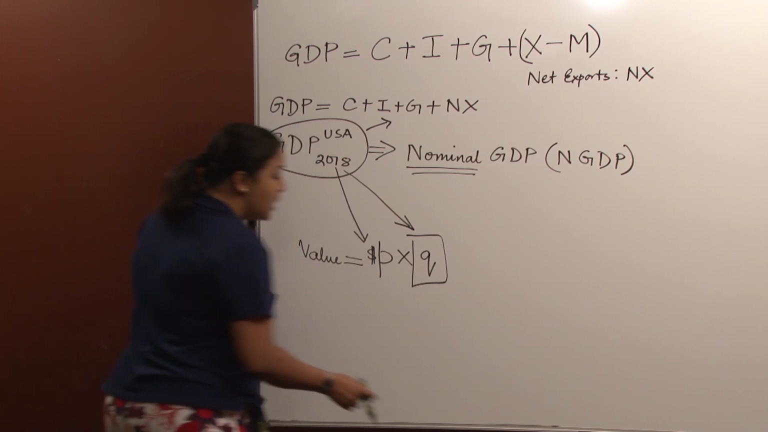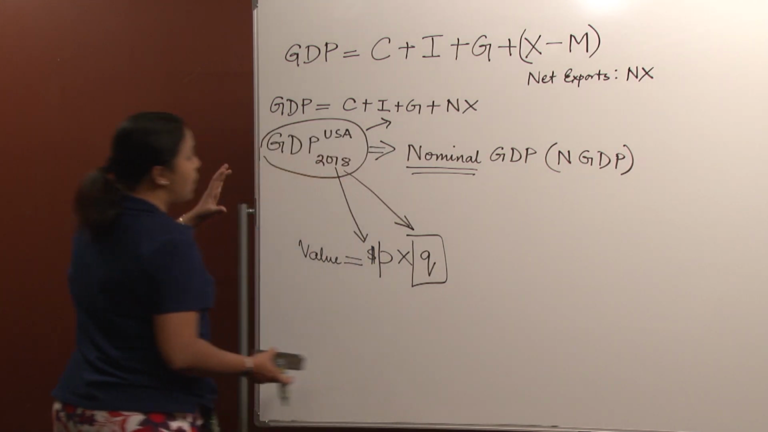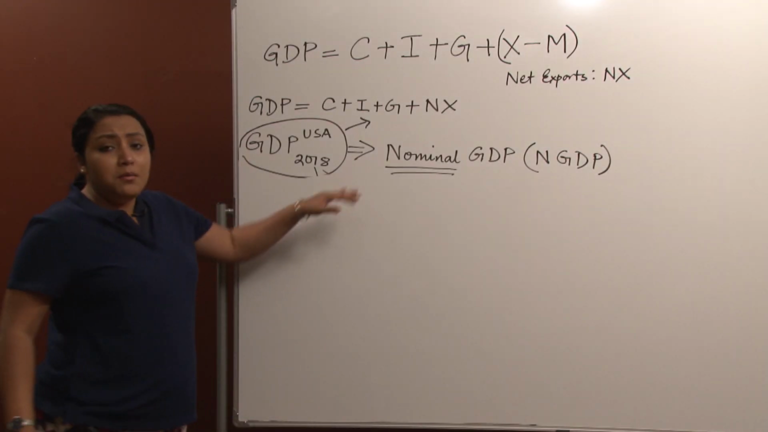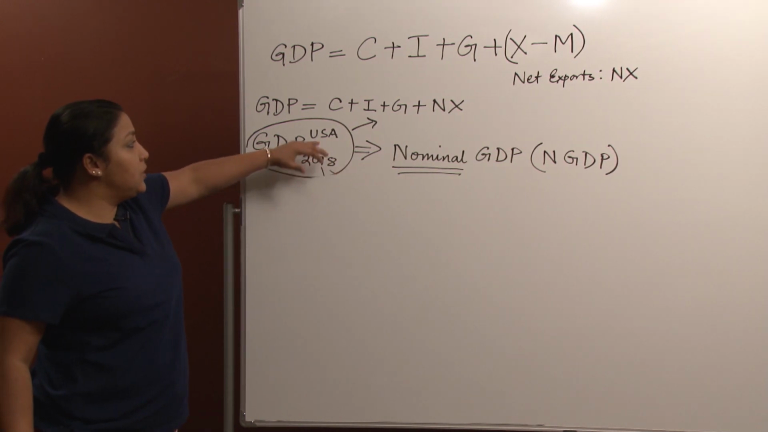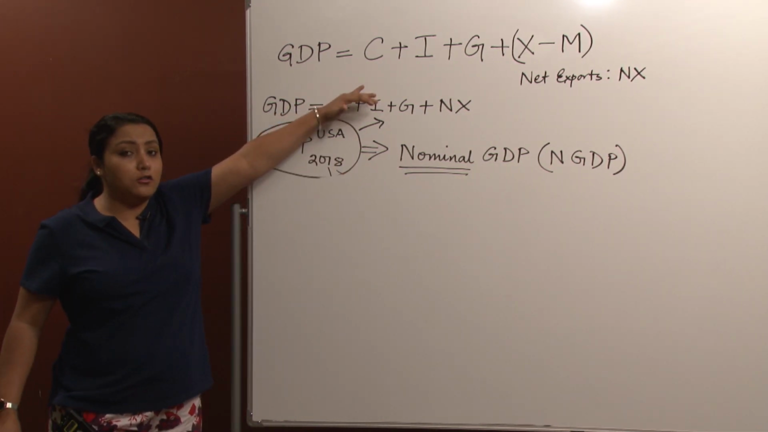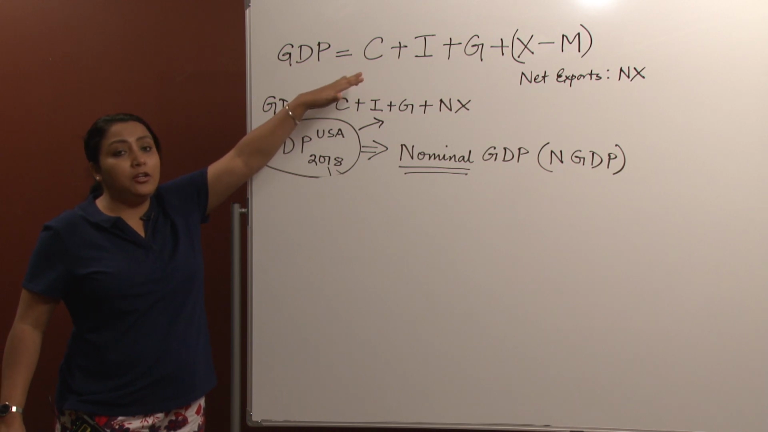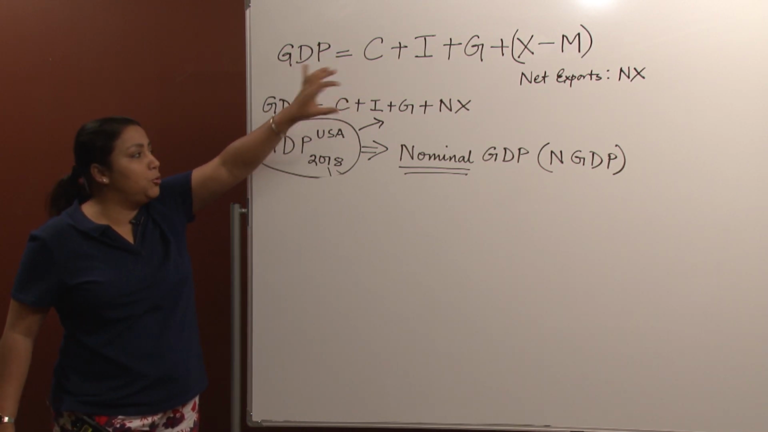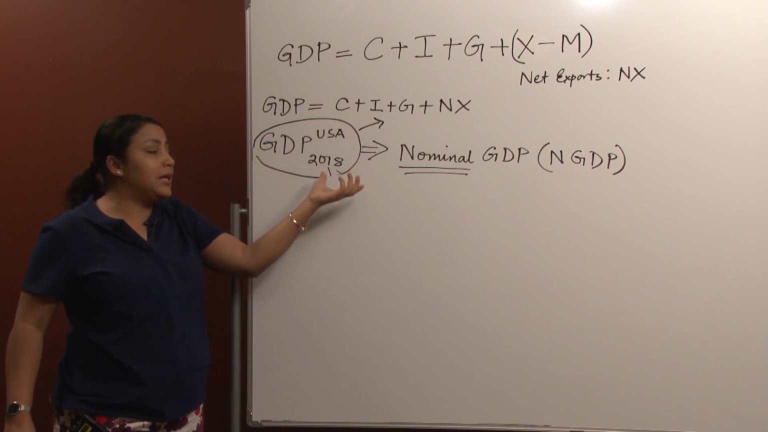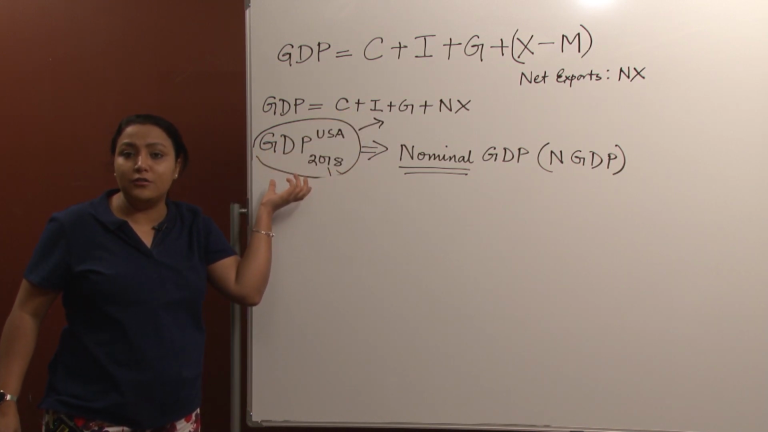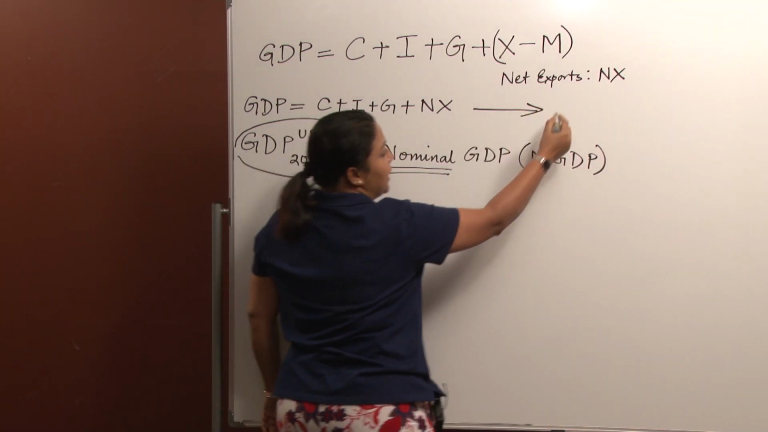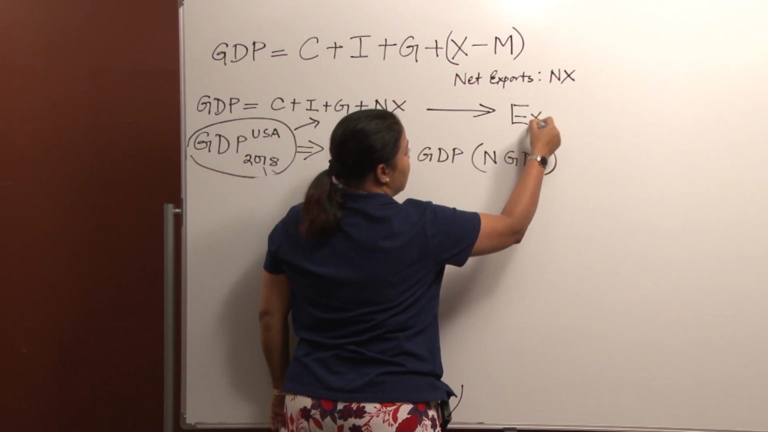Now, let us go a little bit deeper into understanding this concept of GDP. So, one method for measuring the GDP would of course be finding what is C, what is I, what is G, what is X and M, and putting that into that equation and getting the value for the GDP of a certain year. Now, this method is known as the expenditure method or the spending method.